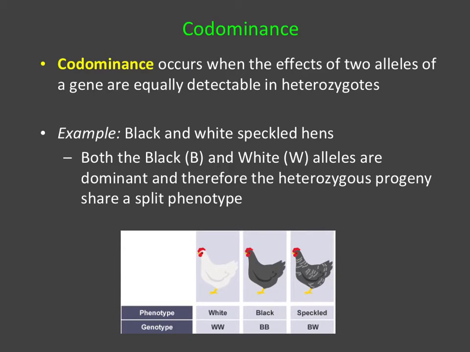In the example that I'm using, if you take a black hen and a white hen and you breed them together, you have two dominant WW alleles, two dominant BB alleles, and then you end up getting this black and white speckled hen. That's because you're not diluting the black like you would be with incomplete dominance. In fact, both alleles are just presenting, so you end up with a speckled black and white hen. So with codominance, both alleles are dominant, and so you get a split phenotype.